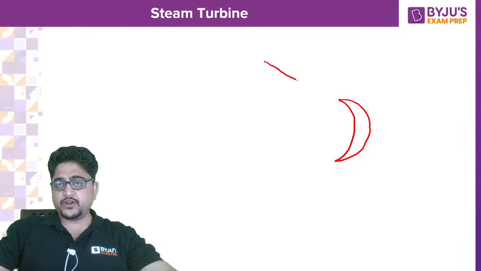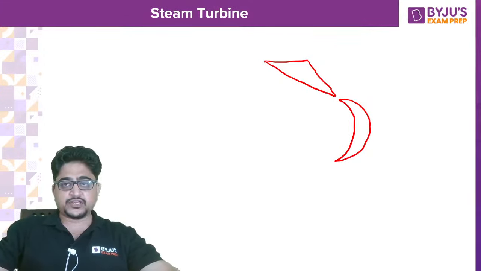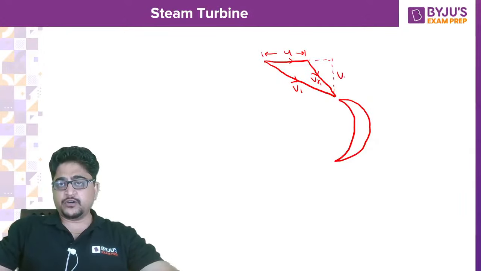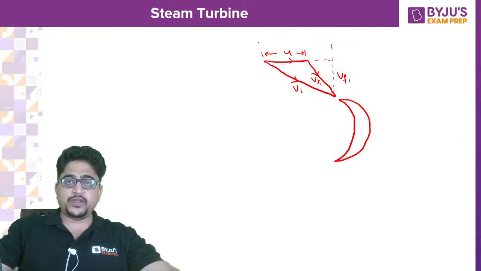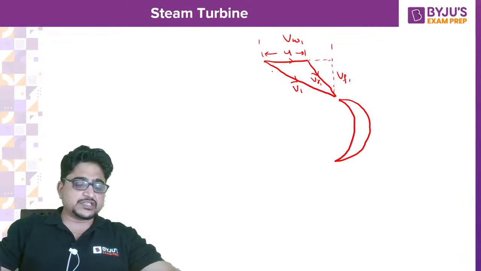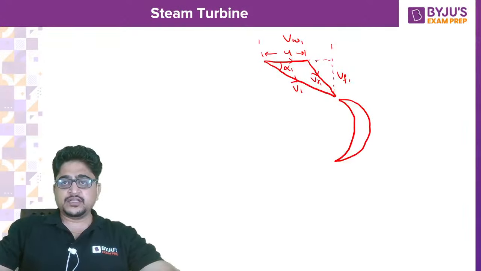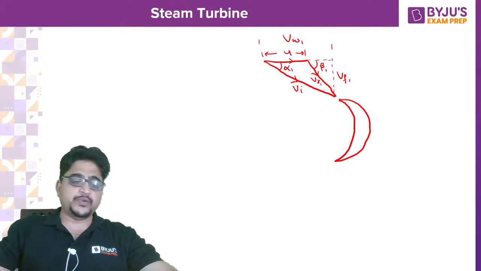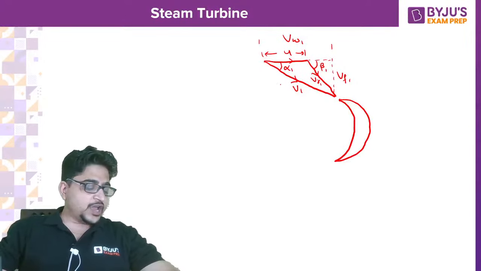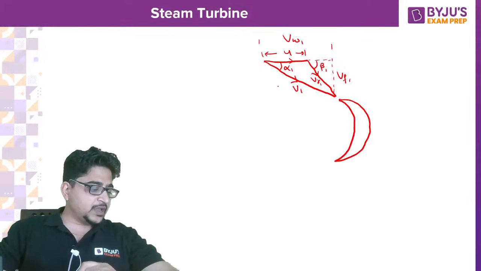So this is the inlet velocity V1. This is the blade speed U. This is the relative velocity VR1. If you project it here, this is your U, this is your VF1, and this is going to be your VW1. This is your nozzle angle alpha 1. This is your angle with relative velocity, beta 1. Do you all remember this? Have you all studied this? Yes or no?